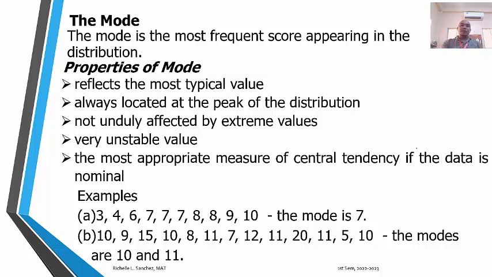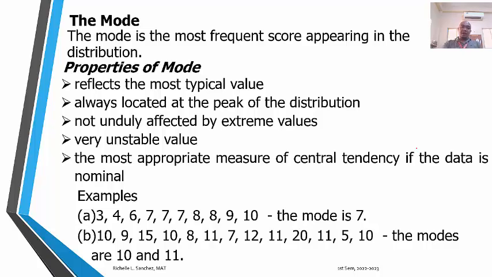Mode is the most frequent score appearing in the distribution. Mode reflects the most typical value. It is located at the peak of the distribution. It is not unduly affected by extreme scores. That means mode can be affected but may not be affected by the extreme values. This is a very unstable value and most appropriate when the data is nominal.